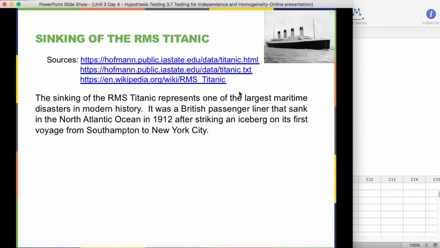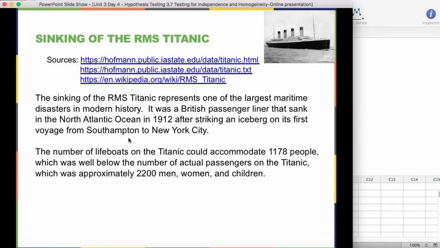Okay, let's talk about the sinking of the Titanic, which was a huge disaster and is still to this day. A couple of sources where I got the data are listed here, including some background information on the Titanic. The sinking of the RMS Titanic represents one of the largest maritime disasters in modern history. It was a British passenger liner that sank in the North Atlantic Ocean in 1912 after striking an iceberg on its first voyage from Southampton to New York City. Over here you see a picture of what the Titanic looked like.